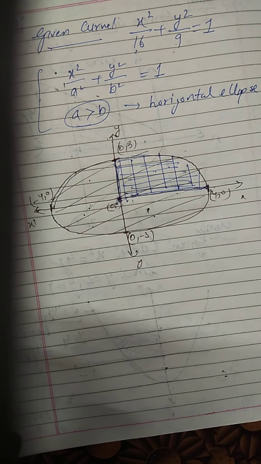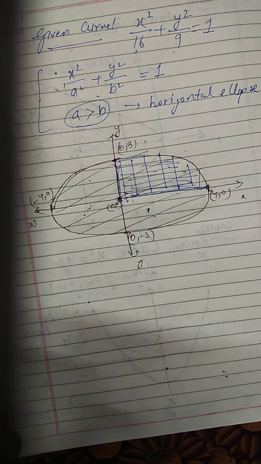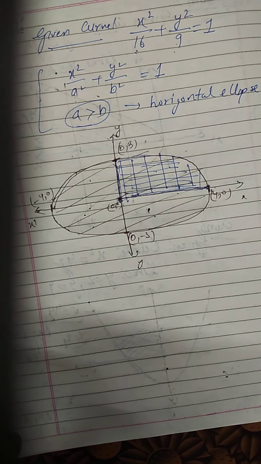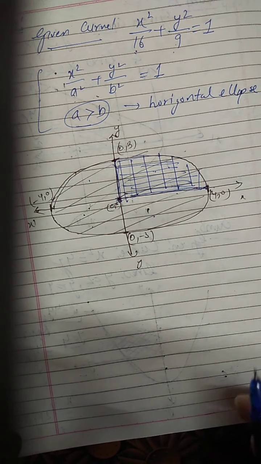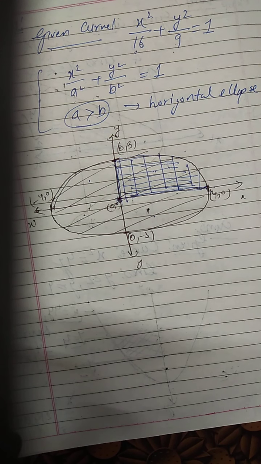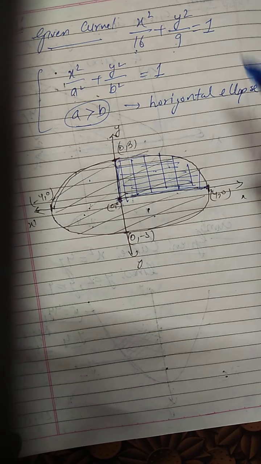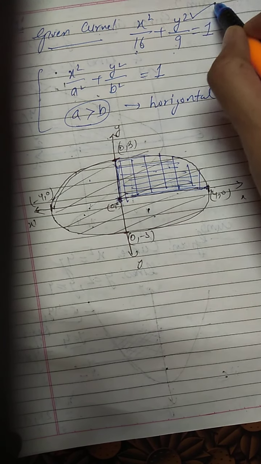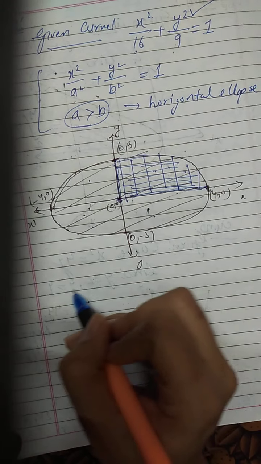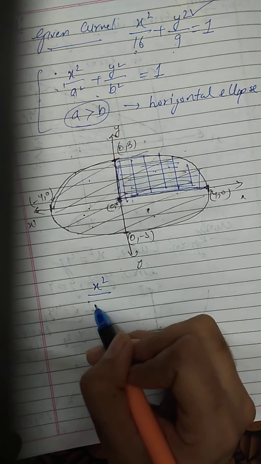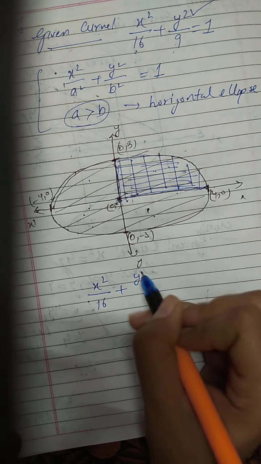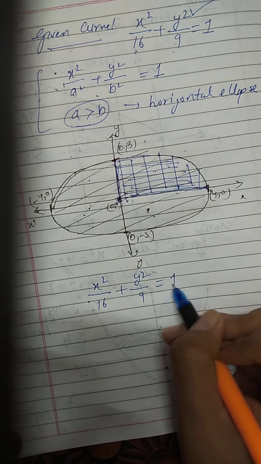It is entirely our choice along which axis we want to find the area, right? So this thing is clear. Now the next question is, we need the function also to which we can integrate. So for that we will take our given curve. So we will write down here the curve x square by 16 plus y square by 9 equals to 1.